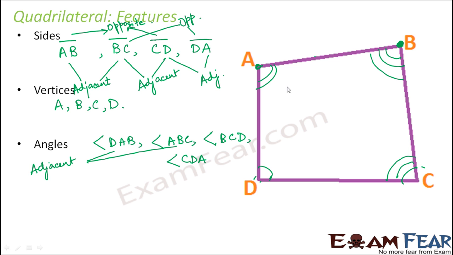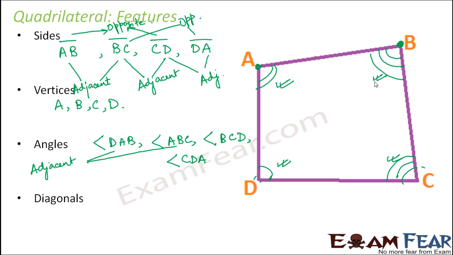But which will be the opposite angles? Angle A and angle C. These two are opposite angles because they do not share a common side. Similarly, this angle and this angle are opposite angles because again they do not share a common side. So they are opposite angles.